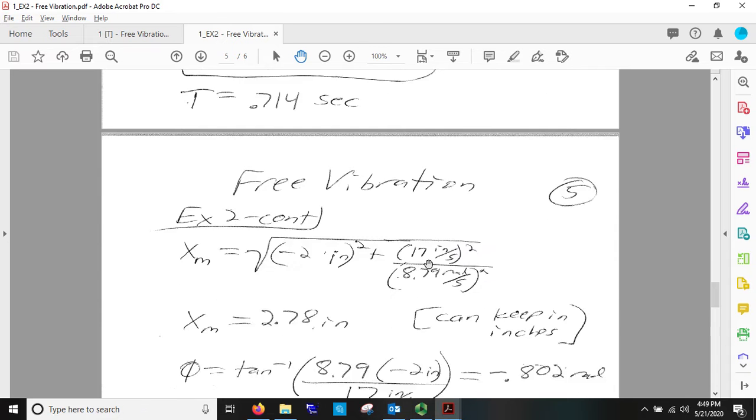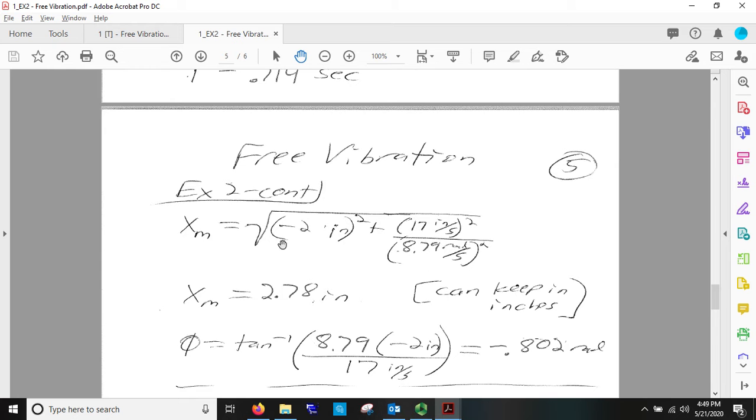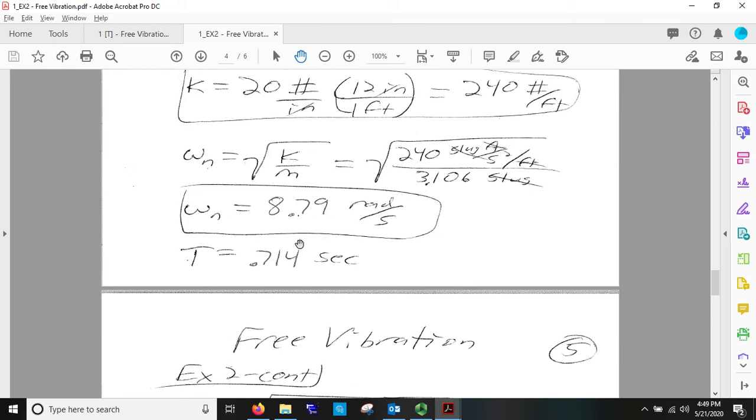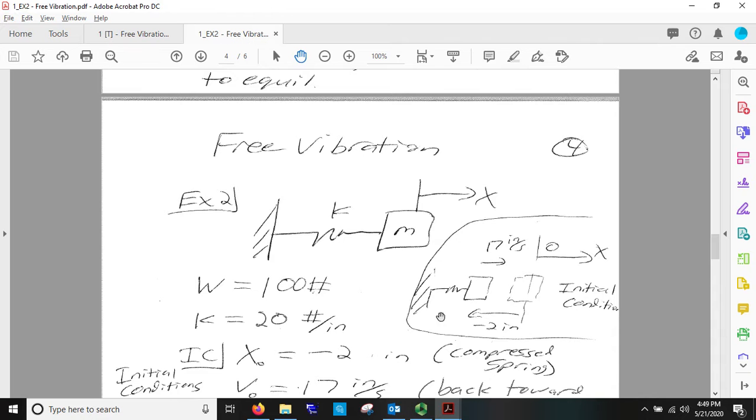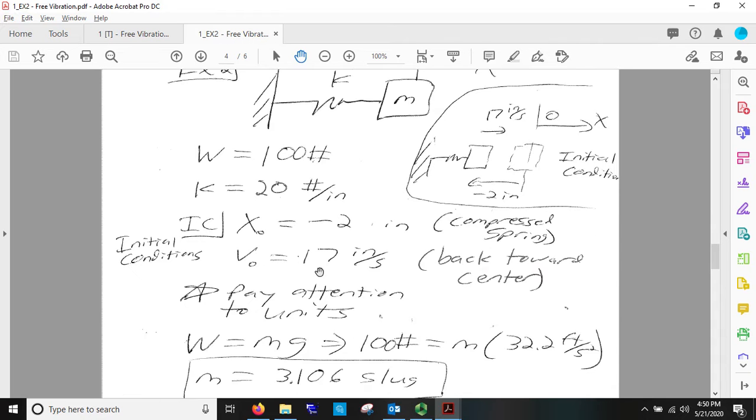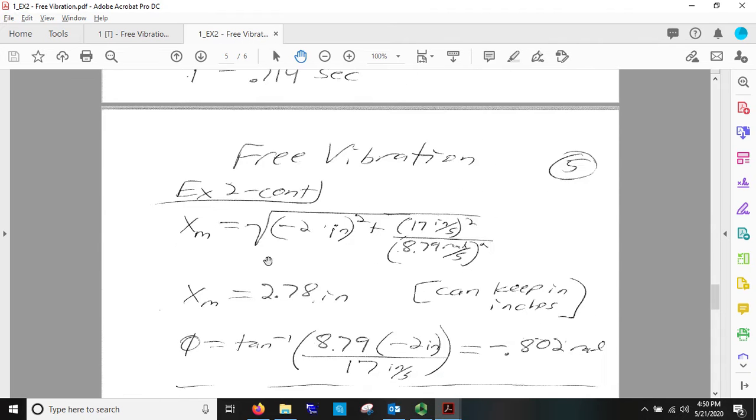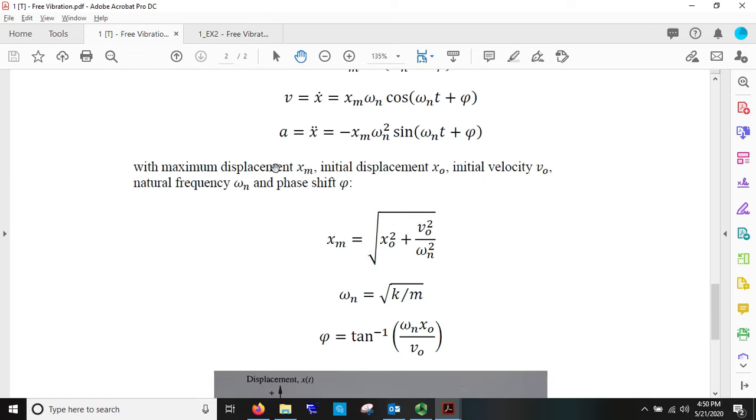Now we're going to go ahead and calculate the max displacement. I did say that it's going to come back more than this negative 2 because we're adding that extra kinetic energy. Let's go ahead and calculate how much. If you need to refer back to your notes.